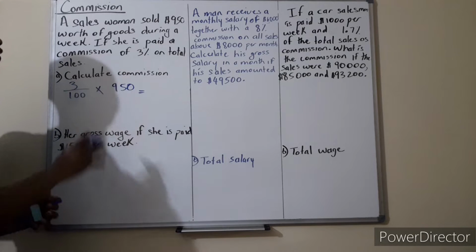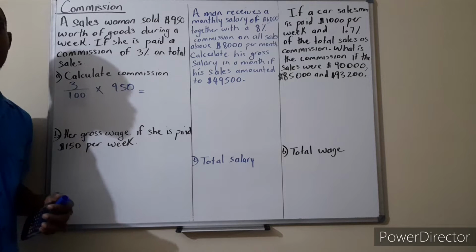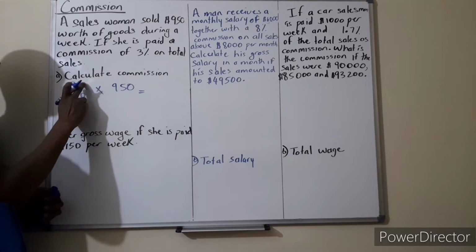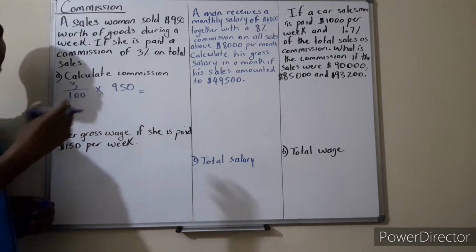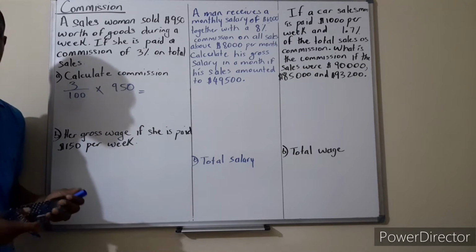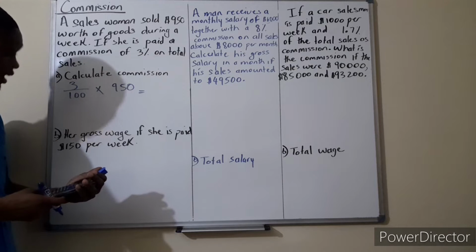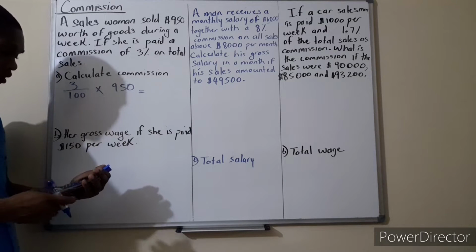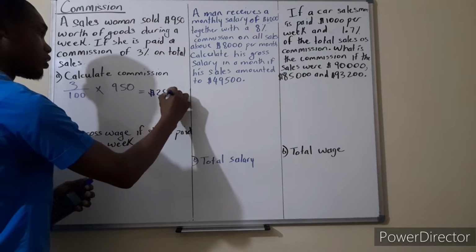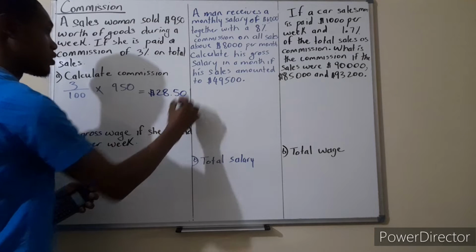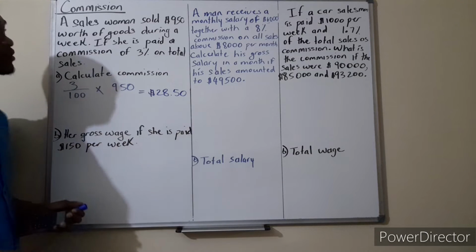And when you are working out commission, if you are having challenges with percentages, the easiest way to work it out is, whatever the number at the top of the fraction is, you multiply it by the amount of money and then you divide it by 100. So that would be 3 times 950, divided by 100, and you would get $28.50. So that would be the commission for this total sales.